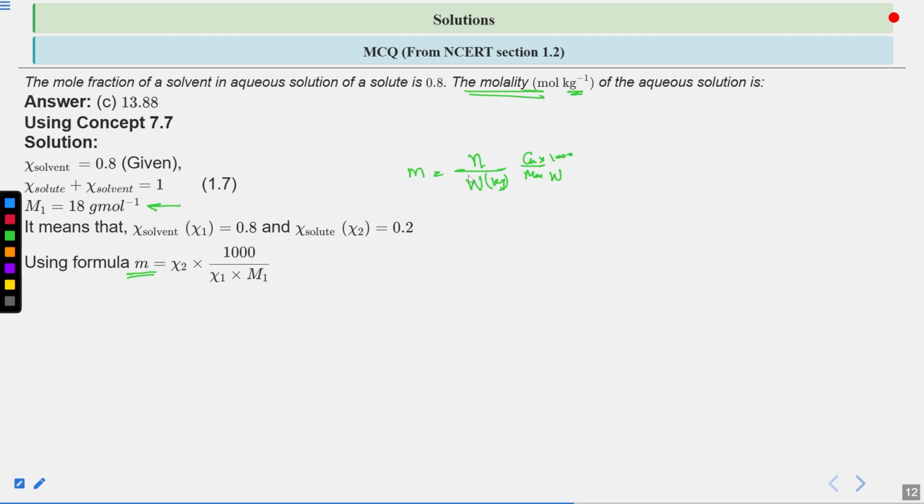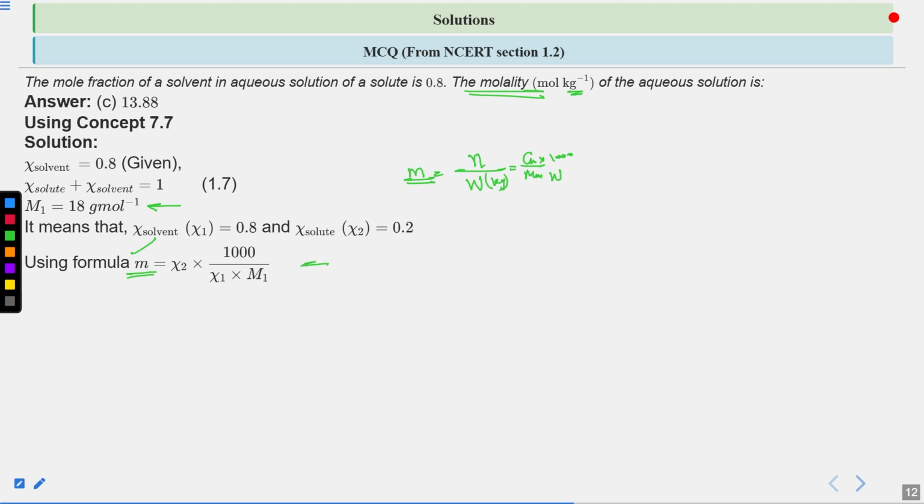So the number of moles divided by the weight of the solvent is the molality, and you can also write it as given mass upon molar mass multiplied by 1000, because the molar mass of the solvent is not in kg. So we just multiply it by 1000, because you can directly convert it also, like from 18, and then put it into the formula. And from here, we derive the formula for the molality, which is given as the mole fraction of the solute multiplied by 1000 for the unit conversion, divided by the mole fraction of the solvent multiplied by the molar mass of the solvent.